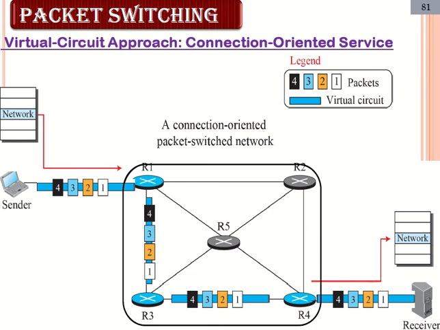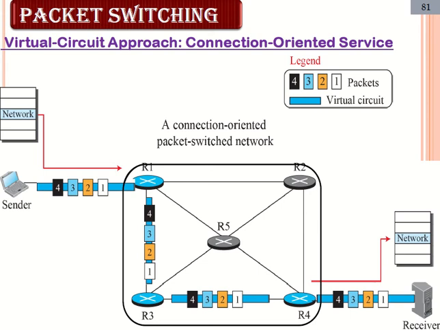So I repeat, the first phase is setup, second one is data transfer, third one is tear down. Setup, to set up the connection between the source and the destination. Data transfer, to transfer the frames, and the last one is tear down, to delete the address of the source as well as destination from the routing table. So we'll see all these three phases one by one now.